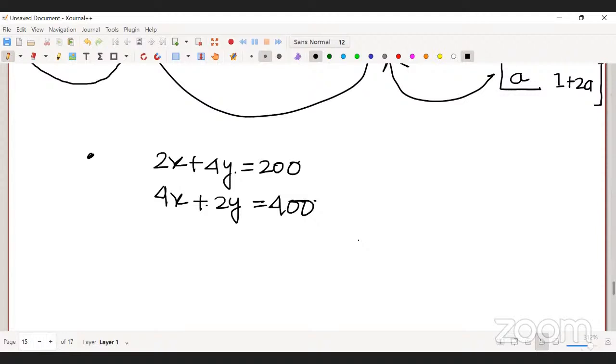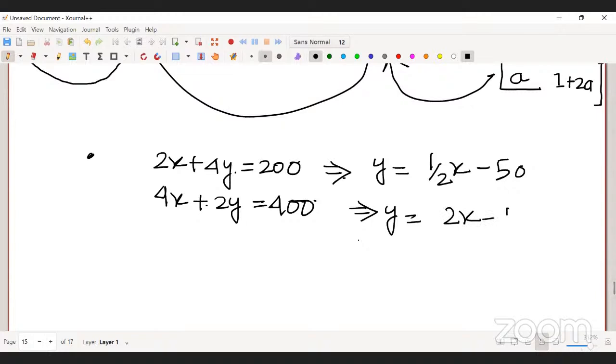Yeah. So this is basically your y equal to half x minus half. Okay, sir. And this is y equal to 2x minus 100. Yes, sir. So certainly both the slopes are different, so you will get a unique solution. Yes, sir. But the answer is it will not be unique.